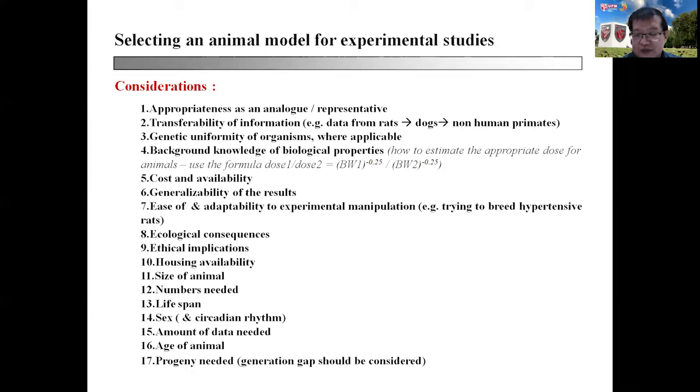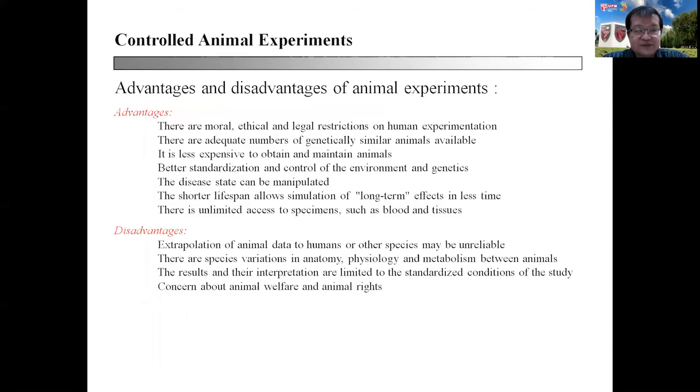Age of animals could be very important if you are modeling a specific condition. For example, you may need geriatric animals to mimic geriatric conditions in human subjects. And to some extent as well, some experiments may require us to develop or raise progeny from a particular treatment group, and therefore we should also consider the progeny requirements as well.